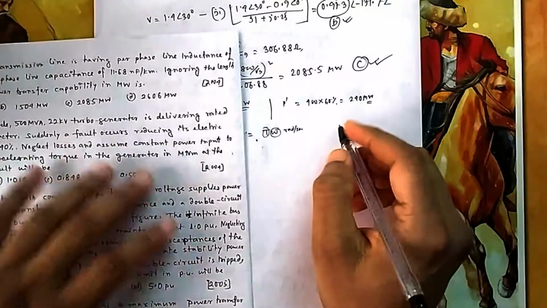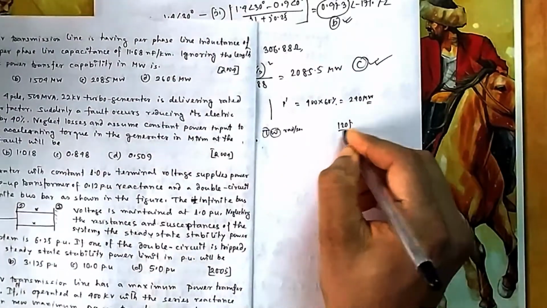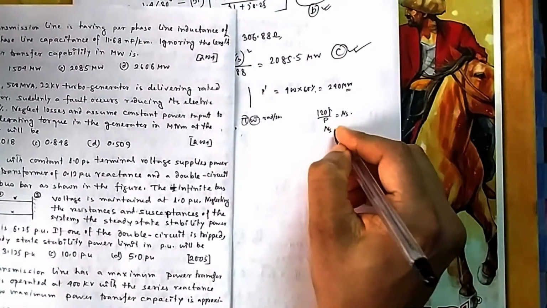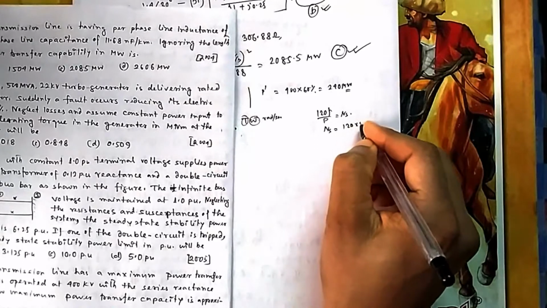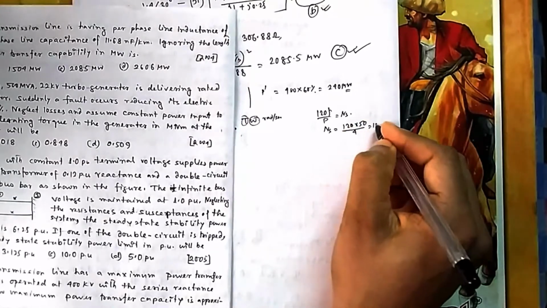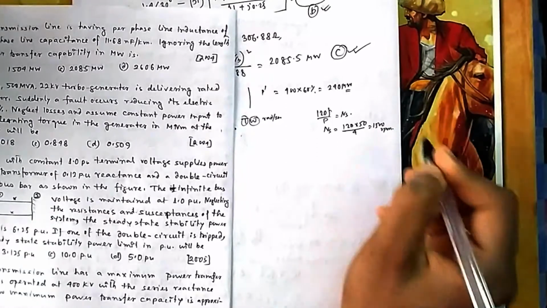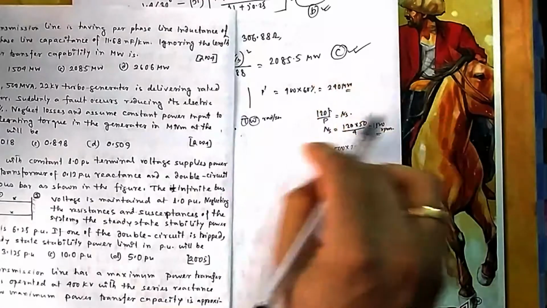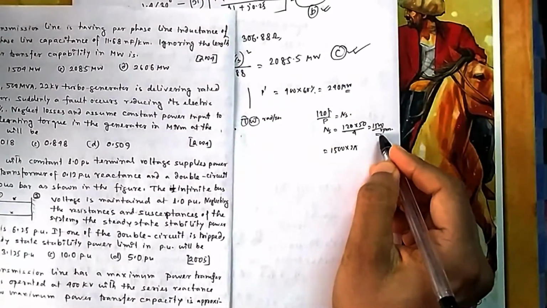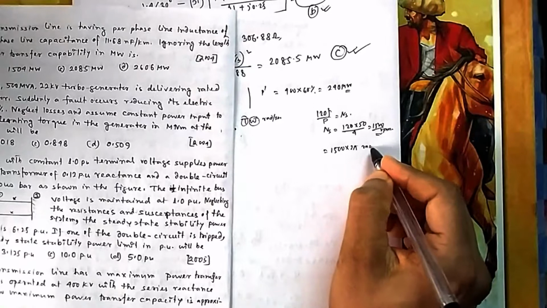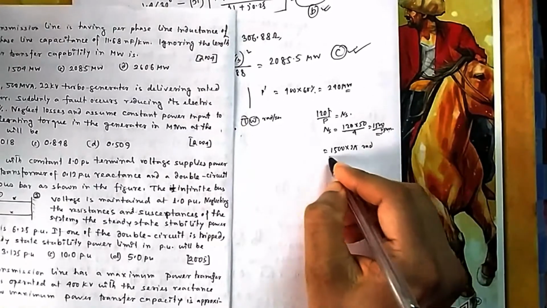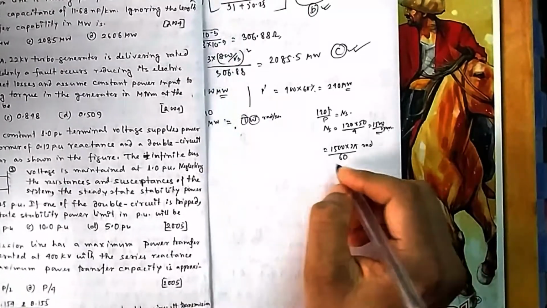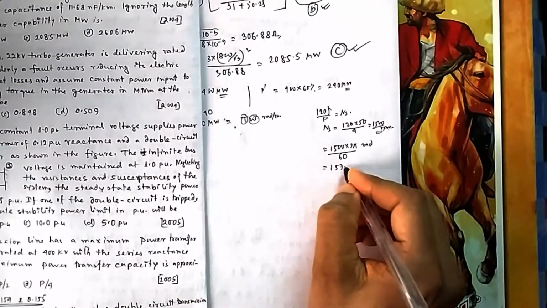So if you calculate your synchronous speed, Ns is 120 F by P, which is in RPM. So your Ns is 120 into F is 50 by P is 4, that is 1500 RPM. Now you have to convert it into radian per second. 1 revolution means 2 pi radian. So 1500 revolutions means 1500 into 2 pi radian per minute. If you want it per second, 1 minute means 60 seconds, so you divide by 60. If you do it, you will get 157.07.